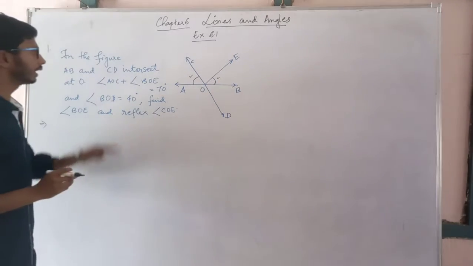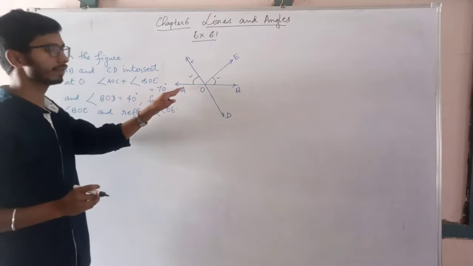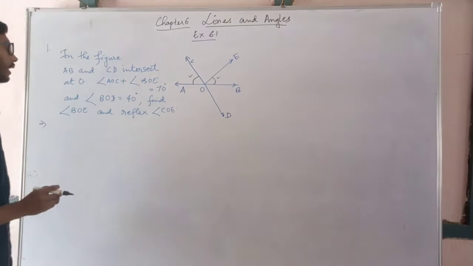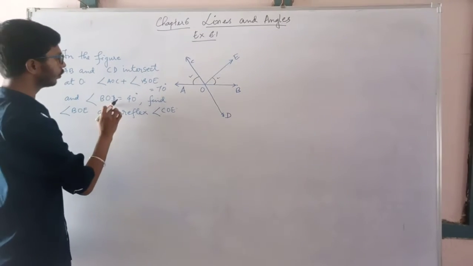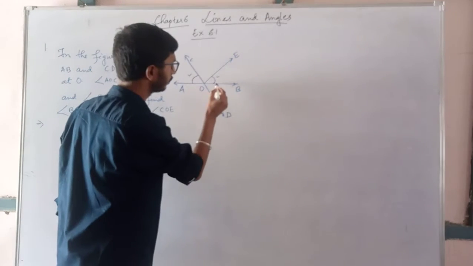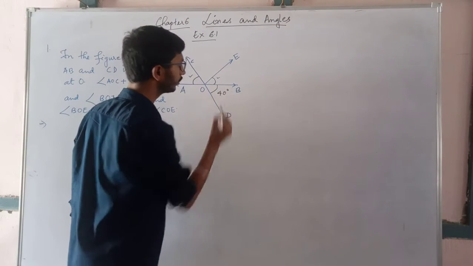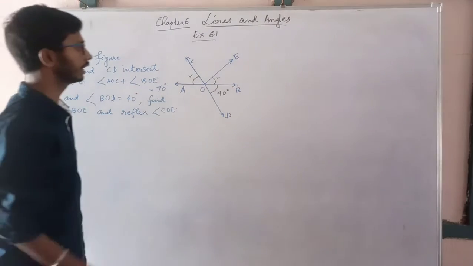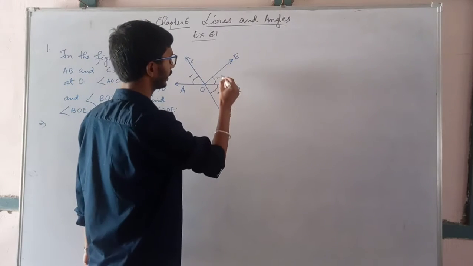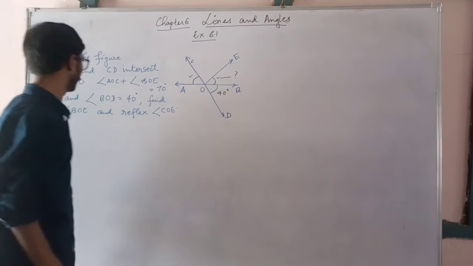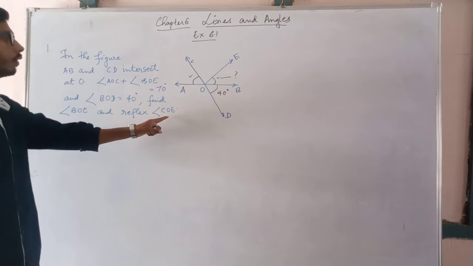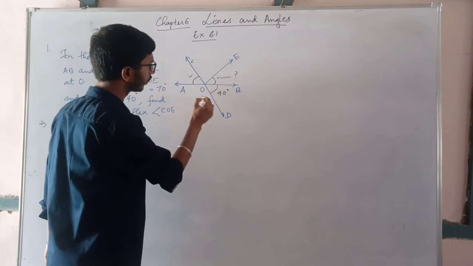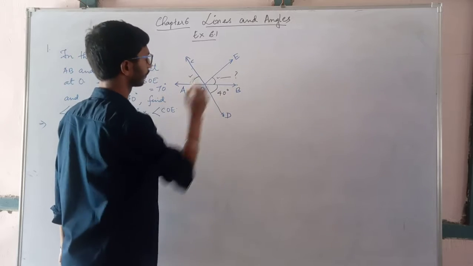So it is given in the question that the sum of these two angles, that is AOC and BOE, is equal to 70 degree. And angle BOD is 40. That means angle BOD, that means this angle, is given to us, that is 40 degree. So we have to find the measure of angle BOE. So we have to find the measure of this angle as well as reflex angle COE. So COE reflex means this whole angle, okay? This whole angle we call as the reflex angle.